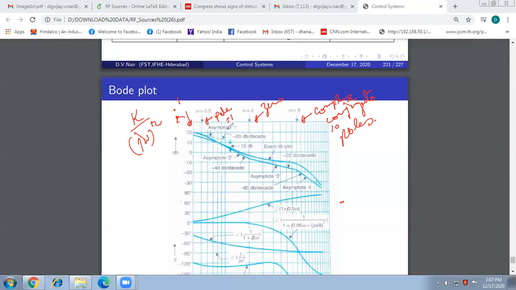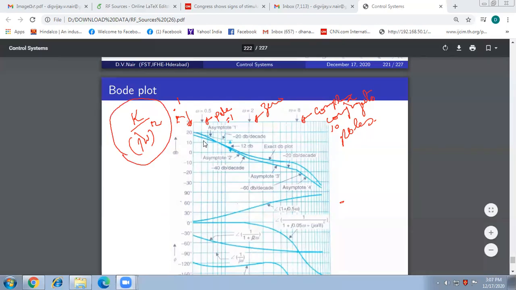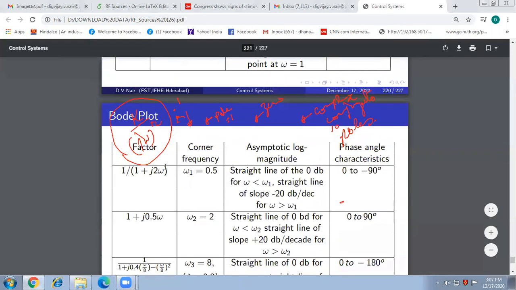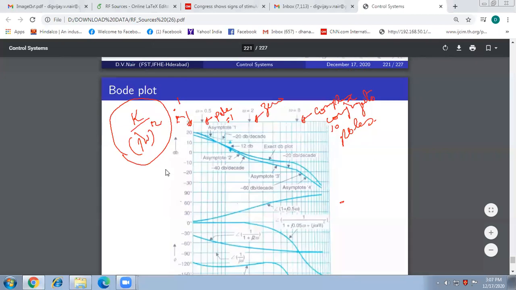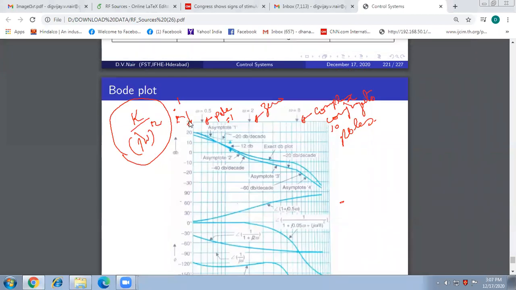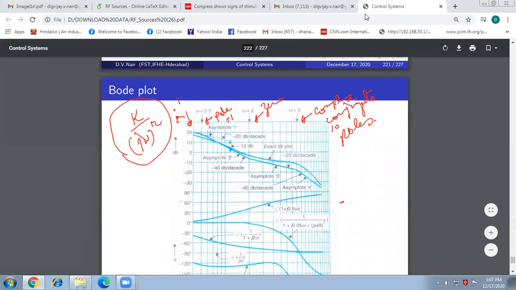So in the low frequency region it is this term, and for us what was the factor? The factor was 4 by j omega. So for us this factor was 4 by j omega.